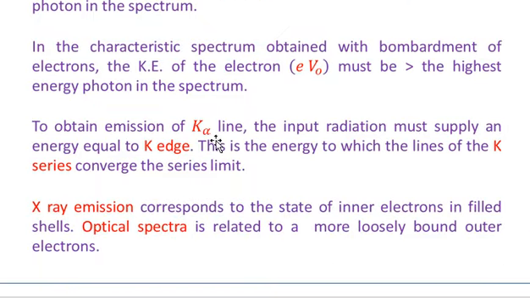So to obtain the emission of the K alpha line, the input radiation must supply an energy equal to the K edge. This is the energy to which the K lines of the K series converge, the series limit. And you know that series limit means the highest energy photon, from the farthest shell, probably the valence electron, jumps into the K shell to fill the electron vacancy. Then of course the highest energy photon will be emitted, which corresponds to the photon of the K series edge.